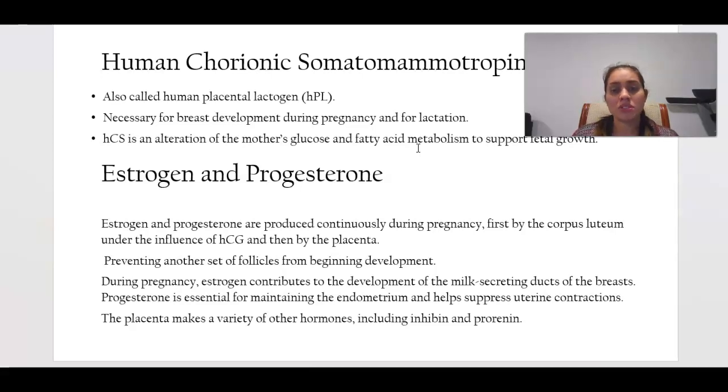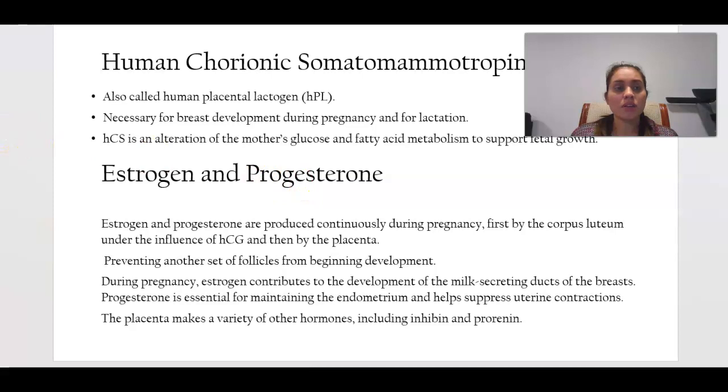So when we talk about the estrogen and the progesterone, they are produced continuously during pregnancy. First by the corpus luteum under the influence of HCG and then by the placenta, preventing another set of follicles from beginning development. During the pregnancy, estrogen contributes to the development of the milk-secreting ducts of the breasts. Progesterone is essential for maintaining the endometrium and helps suppress uterine contractions. The placenta makes a variety of other hormones, including inhibin and prolactin.